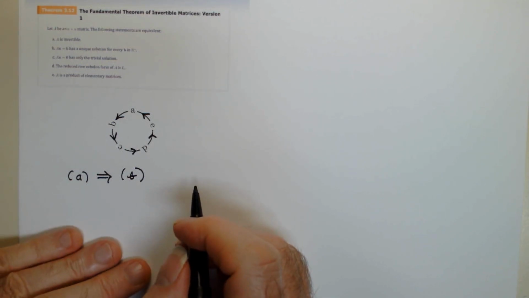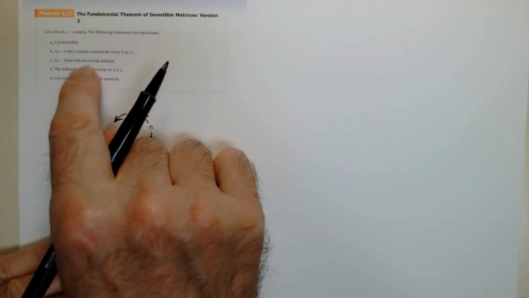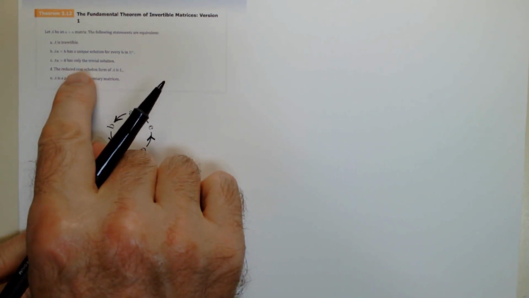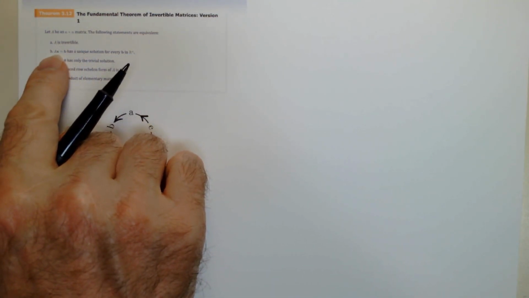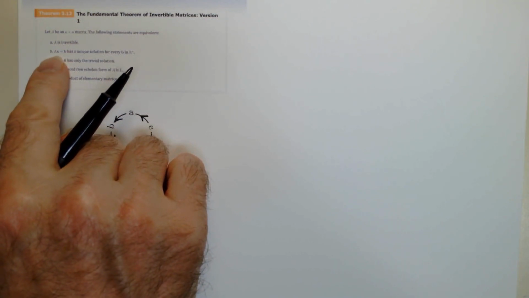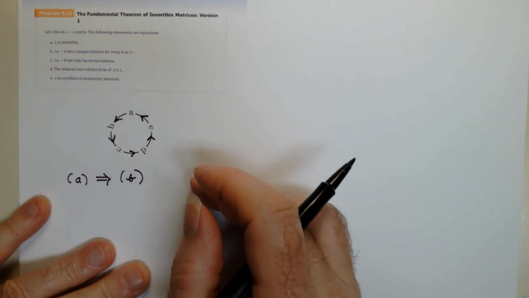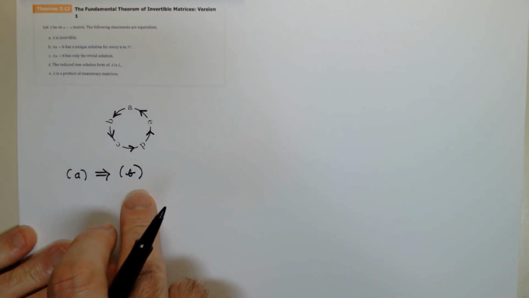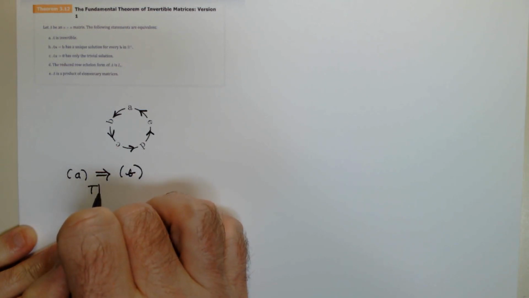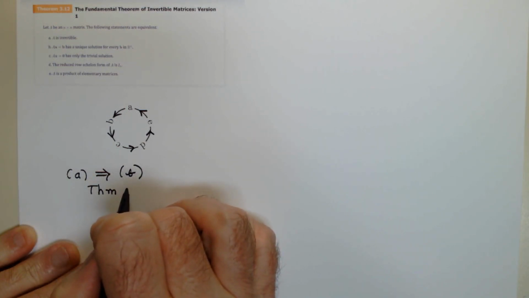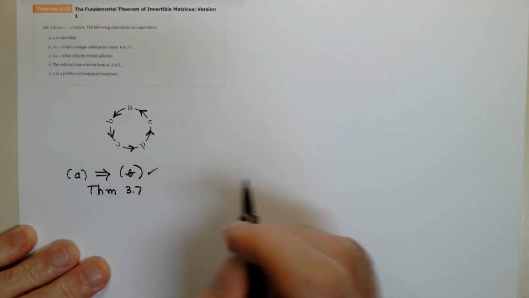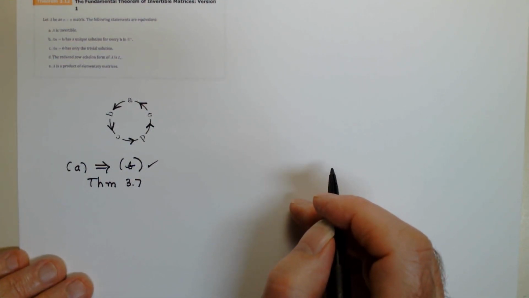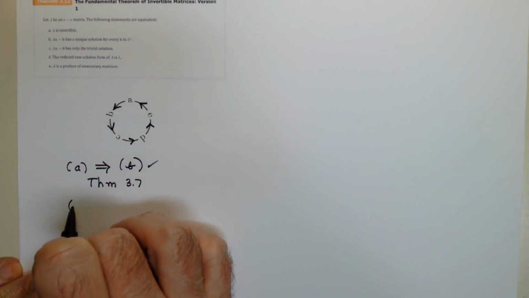Now this one's particularly easy because Statement A says that A is invertible, and we know from Theorem 3.7 that when A is invertible, then AX equals B has a unique solution for every B in Rn. That is just Theorem 3.7. So A implies B, and this is just the content of a previous theorem, Theorem 3.7. So we can check that one off. We've already done the work for A implies B. Now let's look at B implies C.